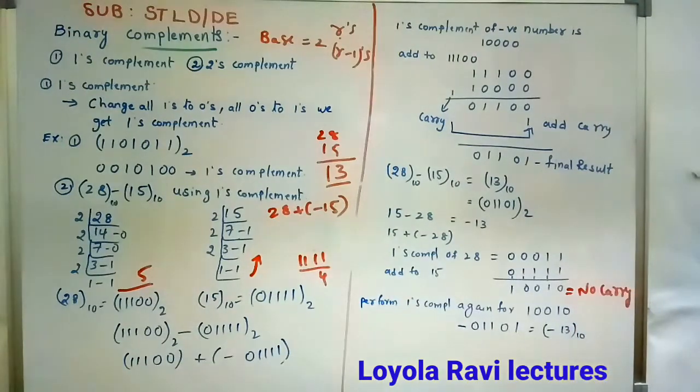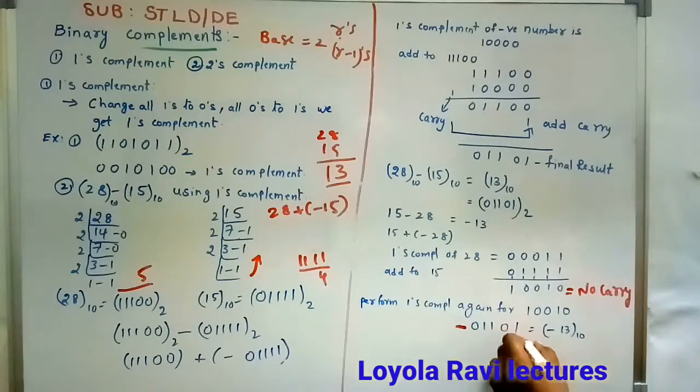No carry means the answer is in negative form. That's why we have to perform the complement again. So perform ones complement again for the 10010. For this 10010, 1 can be written as 0, 0 can be written as 1, 0 as 1, again 1 as 0, 0 as 1. And put a negative sign here.